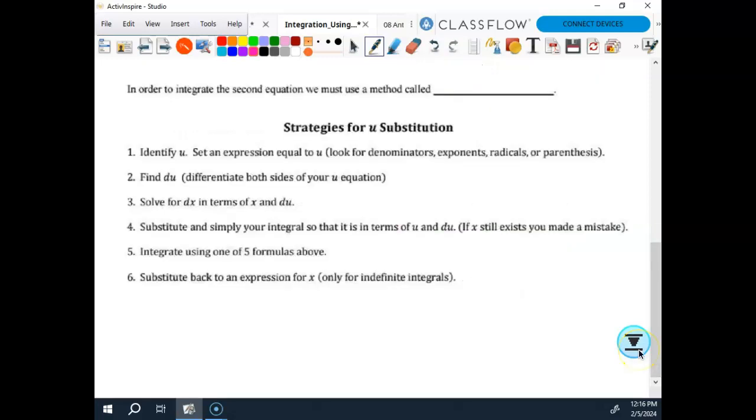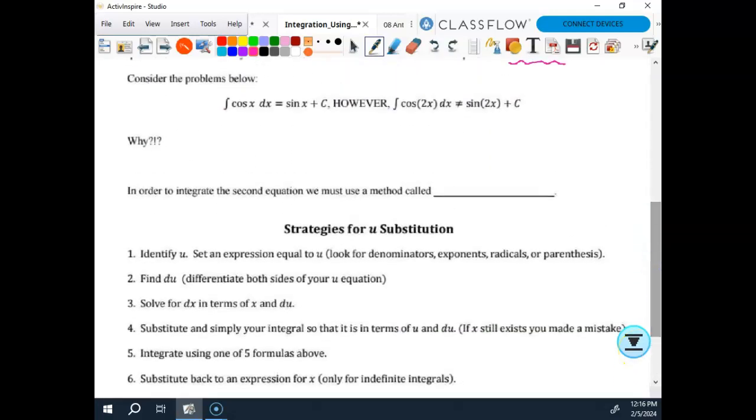So let's look at this. So we know, you'll see, the derivative, so if I integrate cosine, I get sine, right? We know that from up there, the little thing that we did there. But if I integrate cosine of 2x, it does not equal sine of 2x. But also remember that there's not really a chain rule, a product rule, a quotient rule. Those things that we had for derivatives don't work the same for integrals. So in order to integrate the second equation, we must use a method called u-substitution.